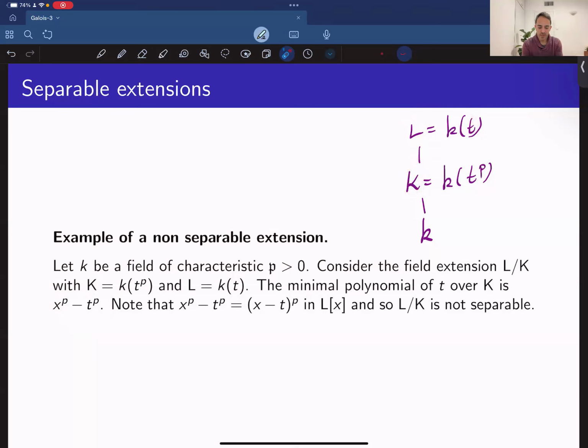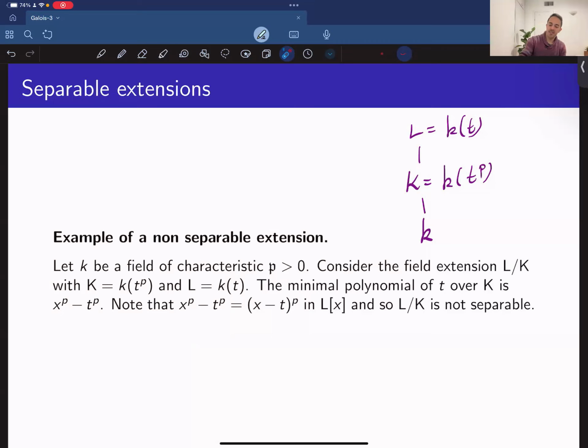But if you look at it for a second and see how it looks in L, then it actually factors as (x minus T) to the p. That's because all of the binomial coefficients have a p in the upper part and no p in the lower part. So if you expand it according to the binomial coefficients, all of them vanish except for the extreme two.